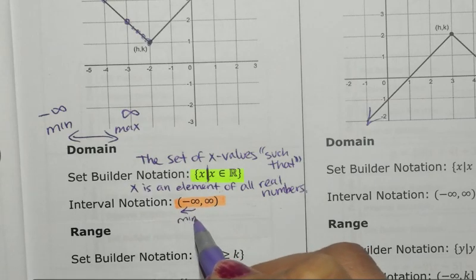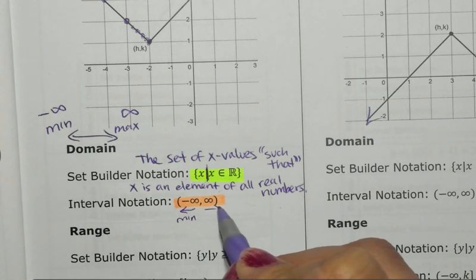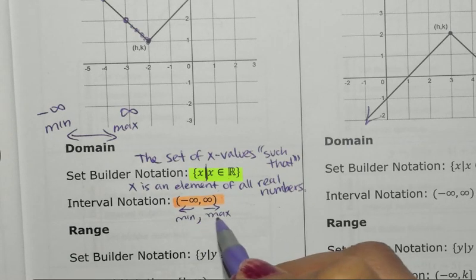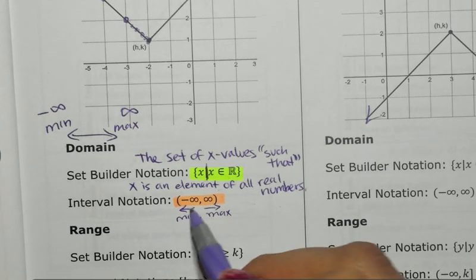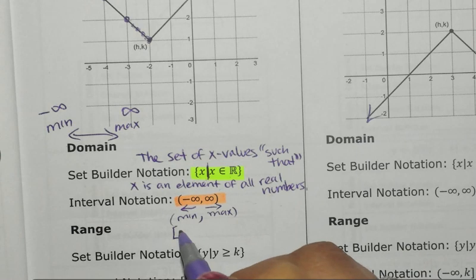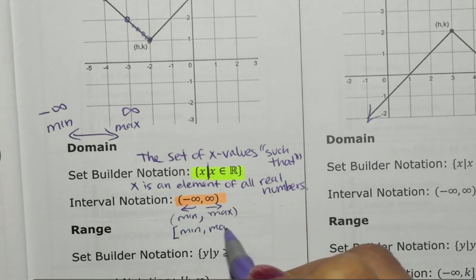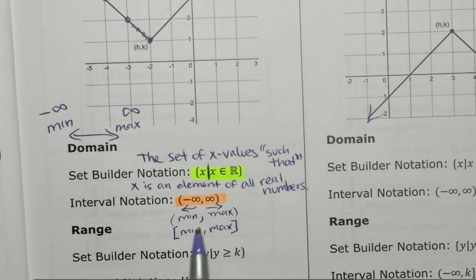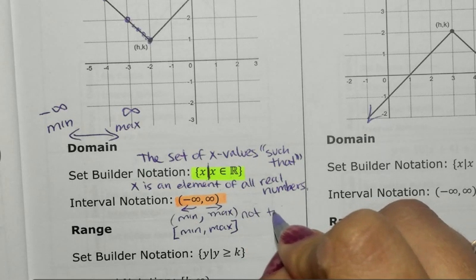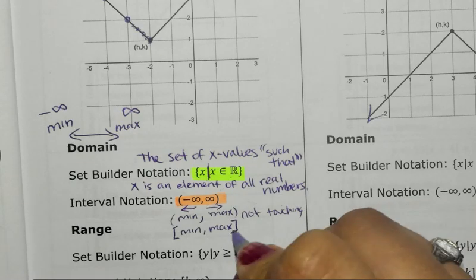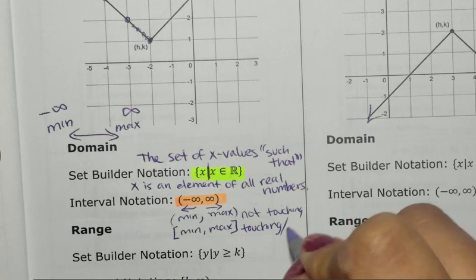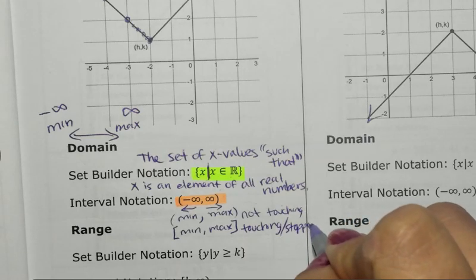So the minimum will be left and the maximum will come after. So minimum, comma, maximum. And then you just decide whether to put parentheses or brackets. So again, parentheses is not touching, and brackets means it's touching. It's stopping there. So sometimes you may need the brackets.